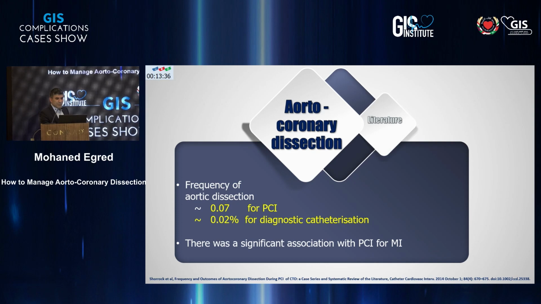The frequency is reported between 0.07% for PCI and 0.02% for diagnostic catheterization. And surprisingly, in this publication, which was almost 10 years ago now, there was a significant association with PCI for acute MI. Now, you start to think about why that would be, because we all know that when MI happens, we all get that rush, you want to go do things quickly. And maybe this is why this happens. I'm not sure, but I'll be interested to see what people's experience is.